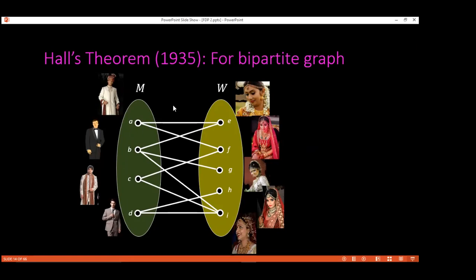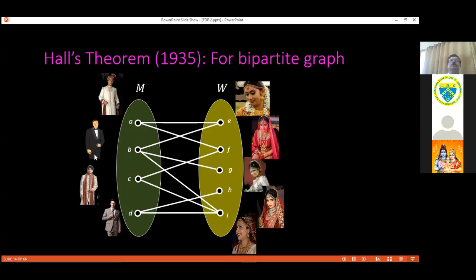Now, this is not a complete bipartite graph of the same order, K_n,n. The cardinalities of M and W are different. Now, is it possible in this case? Can I arrange a marriage for these men so that everybody gets married? Possible or not? If possible, then that matching is called a matching which saturates M. For example, by the trial and error method, I can match something here. If it is not possible, then the trial and error method is very difficult, because this is a very simple one.